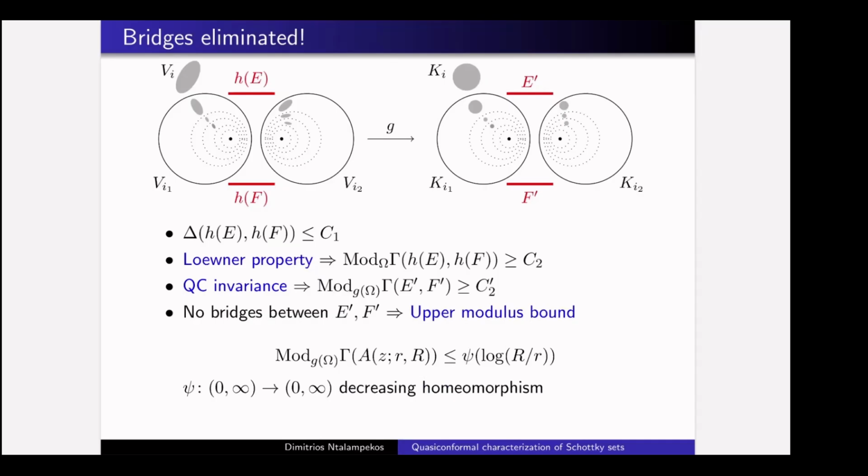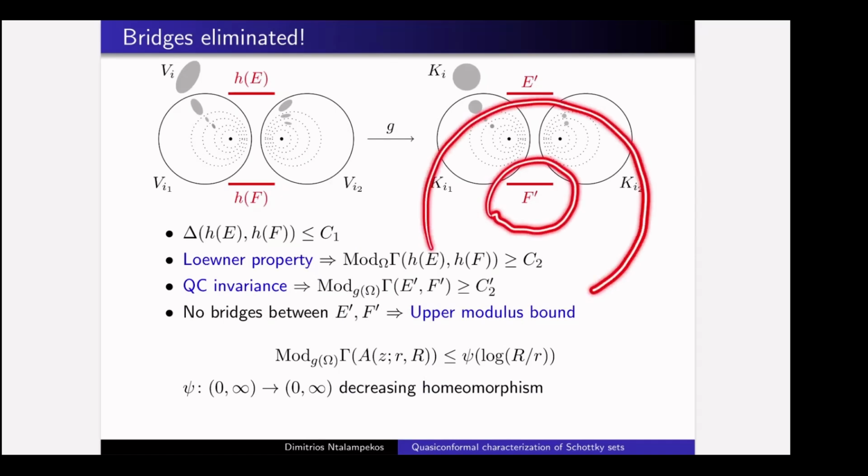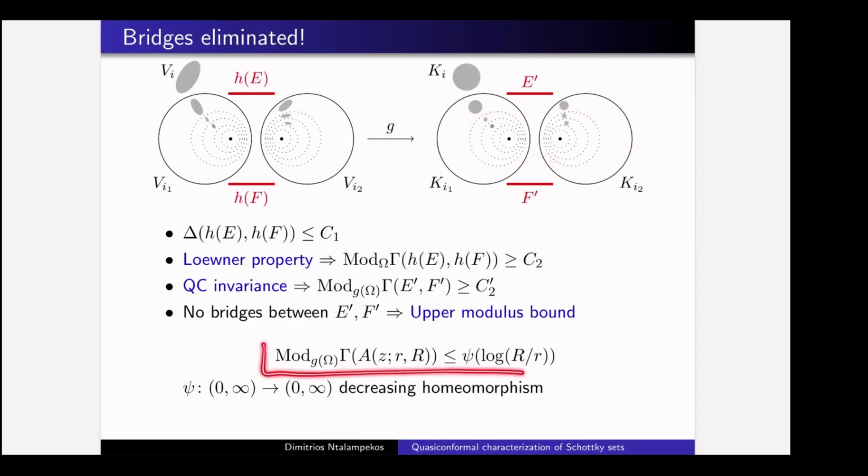Here we consider a certain annulus that separates E and F, E prime and F prime, and we prove that the modulus satisfies this inequality. So if we compare this to the modulus of the classical case, to the toy version, on the right side we had 2π log r over r to the -1. So here there's some other function psi, which is a decreasing homeomorphism and does exactly the same job. So because we have this upper modulus bound, we have all the three ingredients that we need, and we can show that the relative distance of E prime and F prime is bounded above.